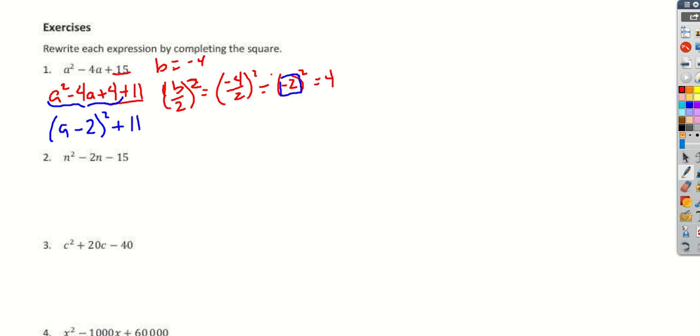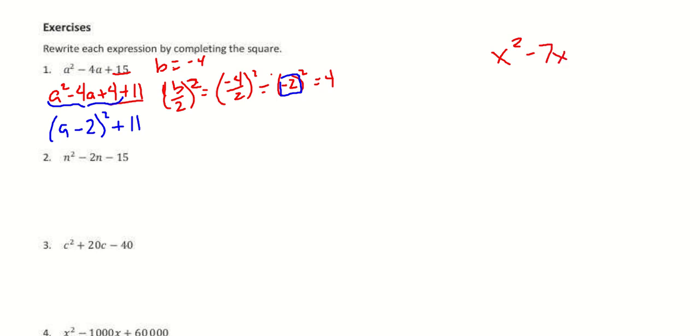All right, here we go. We're going to do it again. So let's go to the next term. Remember, we're going to ignore the negative 15 for now. We have n squared minus 2n. I'll tell you what, let's do a quick aside over here. Let's say that I had this term, x squared minus 7x, and I want to add something on that's going to complete the square. How do we figure out what to add on to this?